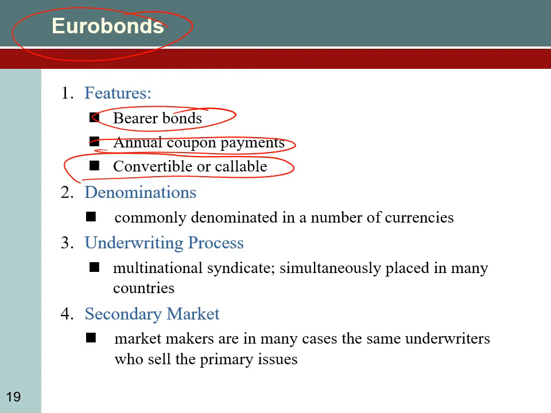But the currency is not of the home currency. In Germany, the home currency is euro, but they are issuing in dollars, right? So this is called eurobonds. So denominations are commonly in a number of currencies.